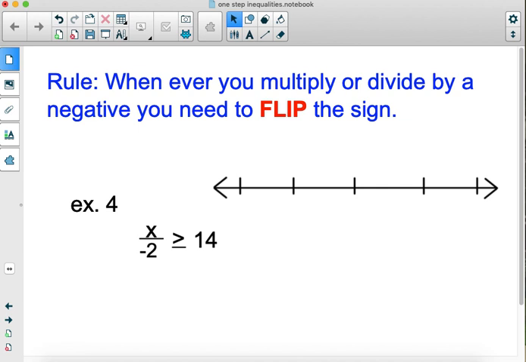Make it negative 2 and you multiply by negative 2 on both sides. Multiply by negative 2 on both sides.